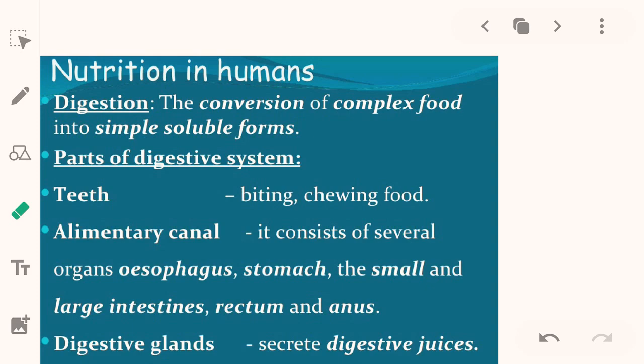Now let us discuss nutrition in human beings. Digestion is the conversion of complex food into simple soluble forms. Now, the parts of the digestive system. What are the parts of the digestive system? Teeth, alimentary canal, and digestive glands. Teeth are used in biting and chewing the food. The alimentary canal consists of several organs like the esophagus, stomach, small and large intestines, rectum, and anus. Digestive glands secrete digestive juices.